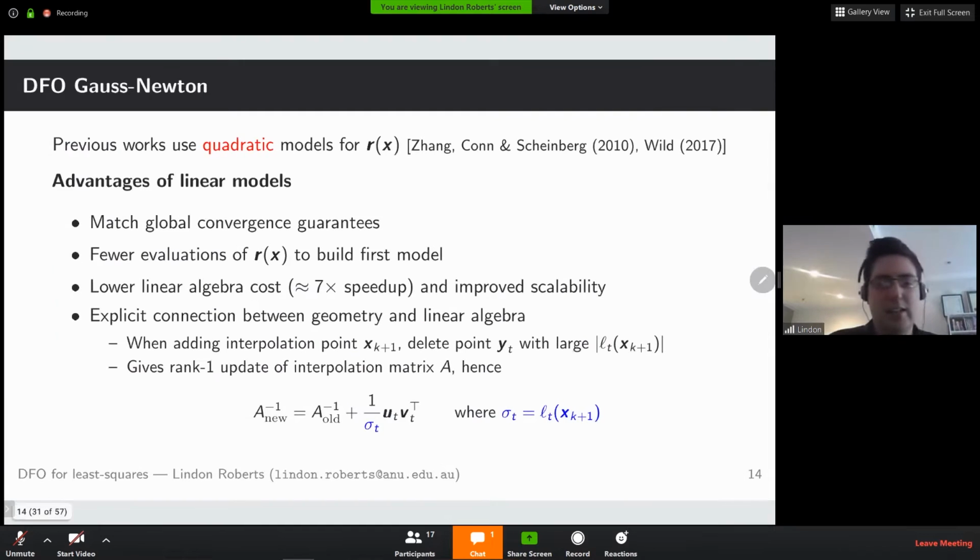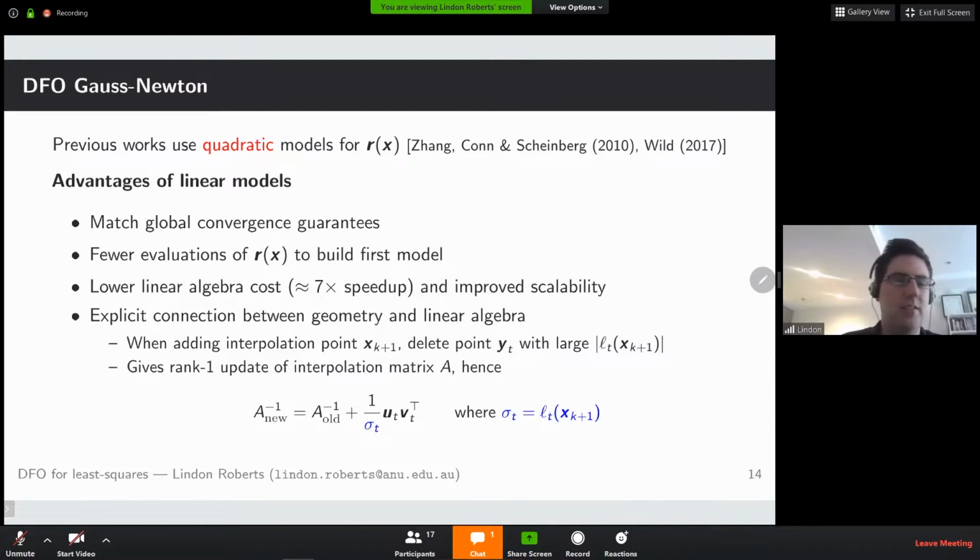Okay. So that's the classic Gauss-Newton method and how we adapt it to the derivative-free setting. I will note that we're not the first people to look at least squares problems in this derivative-free context, but what previously has been done is to really build quadratic models for this function R. In the same way that we build quadratic models for F in the general case, building quadratic models for each component of R.